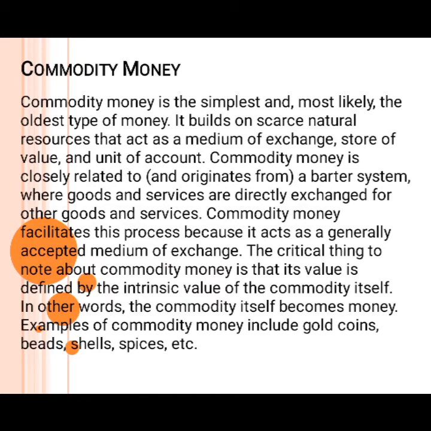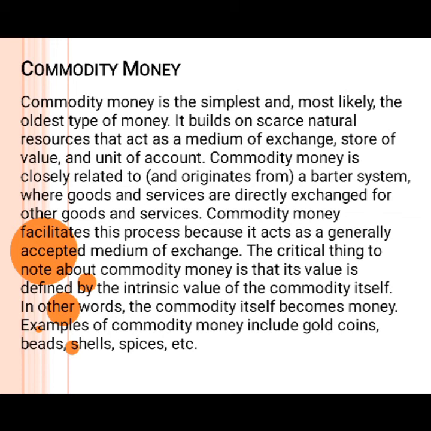Commodity money. Commodity money is the simplest and most likely the oldest type of money. It builds on scarce natural resources that act as a medium of exchange, store of value, and unit of account. Commodity money is closely related to a barter system, where goods and services are directly exchanged for other goods and services. Commodity money facilitates this process because it acts as a generally accepted medium of exchange.